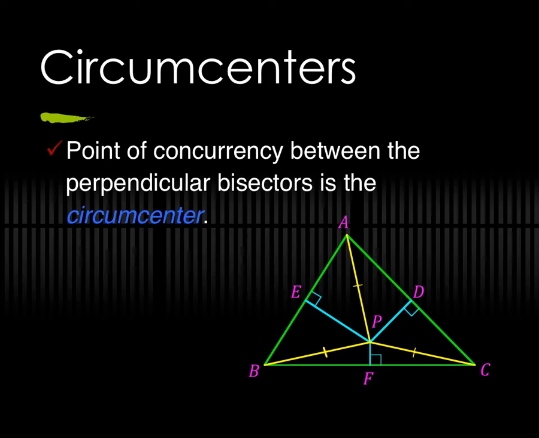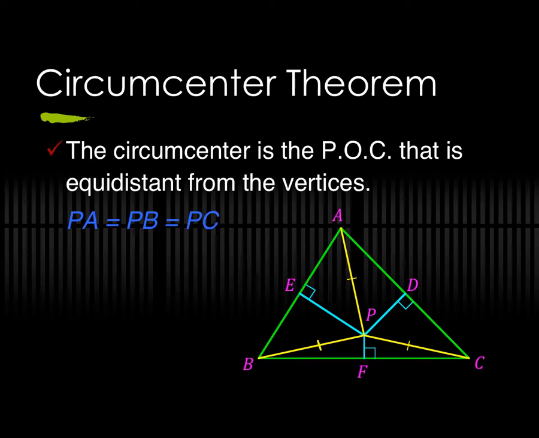Question? Wait, so what are the blue? It's just showing those right angles. Yes. All right, we good so far? So that's how you get the circumcenter. You intersect the perpendicular bisectors.